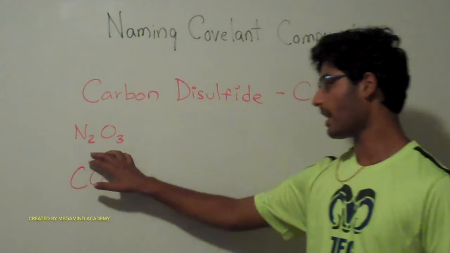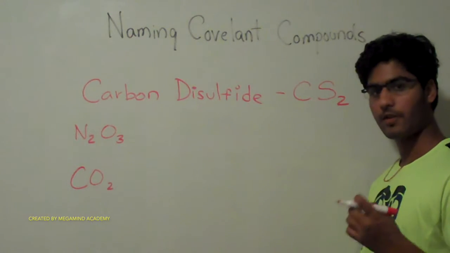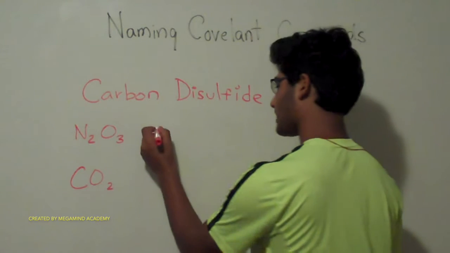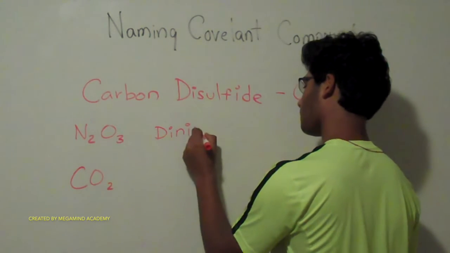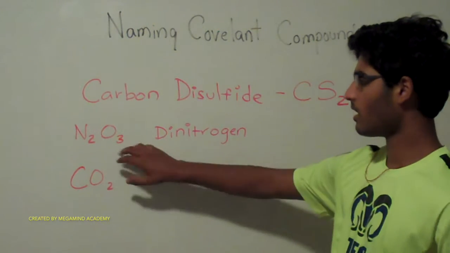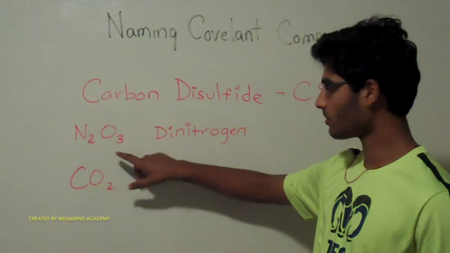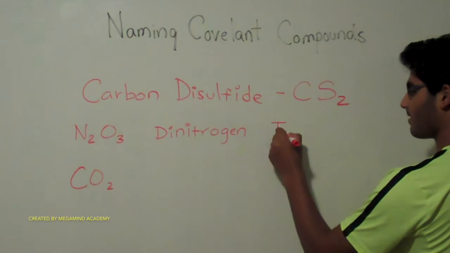The second one, N2O3. The first nonmetal is nitrogen, and we have 2 of them. So the prefix is di, dinitrogen, and here we have oxygen, and there are 3 of them. So we have trioxide.